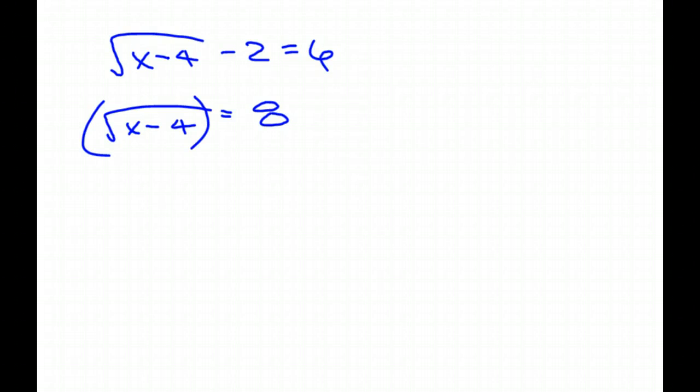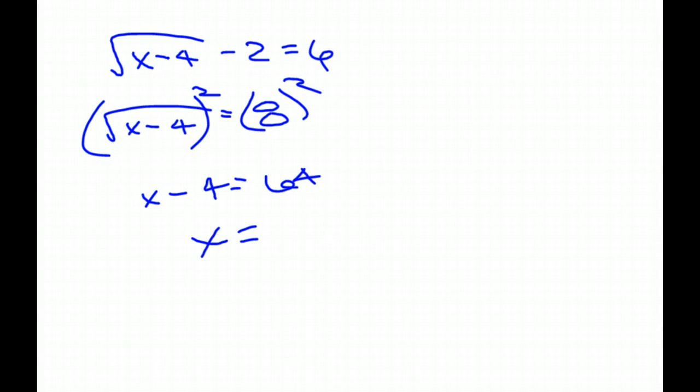So I square both sides. And I get x minus 4 equals 64, or x equals what? Yeah, 68. Now, how do you know that 68 is the right answer? Because you can substitute it in. Check it. We put check in the back of the book. 68 minus 4 is 64. Square root of 64 is 8, minus 2 is 6. We're good to go. Boom! That means we got it right.